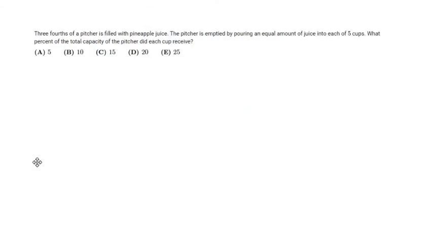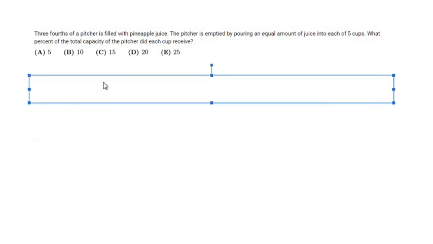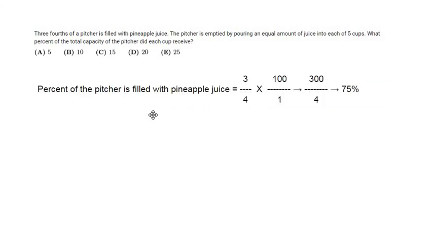Now going to the last problem. This is very easy compared to the fourth problem we did. So the problem reads, 3/4 of a pitcher is filled with pineapple juice. The pitcher is emptied by pouring an equal amount of juice into each of the 5 cups. What percent of the total capacity of the pitcher did each cup receive? So first, let's see what percent of the pitcher is filled with pineapple juice. Well, we can easily find that, and it's 75%.